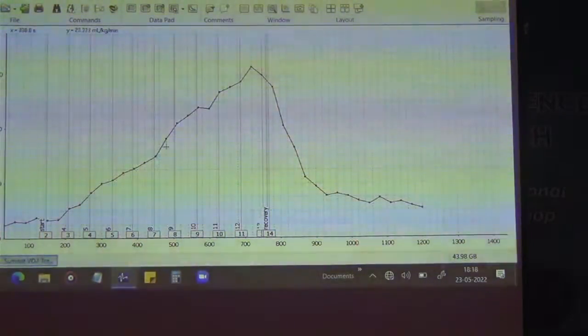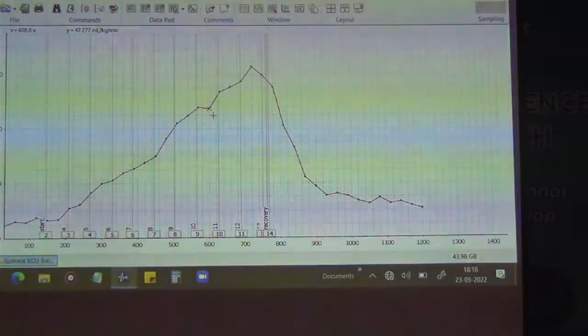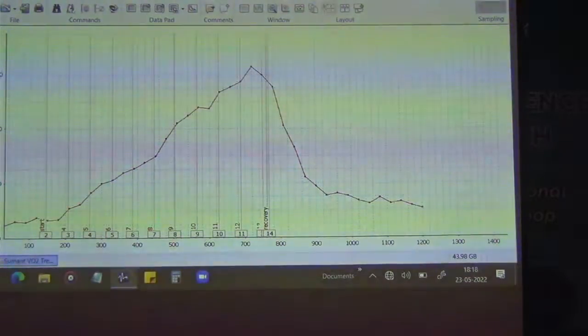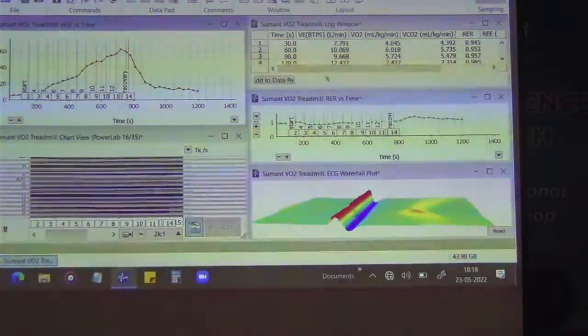So you can see the graph looks something like this. The shorter the averaging time, the more accurate the value you get, but at the same time it is spiky data. So this is about VO2.